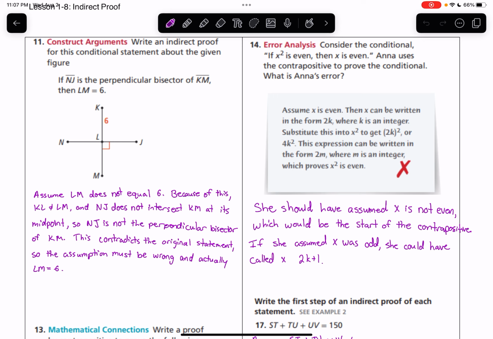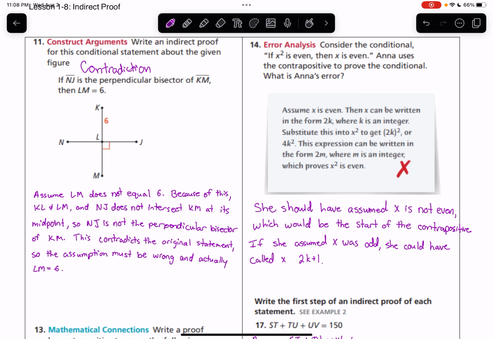So number 11, write an indirect proof for this conditional statement about the given figure. For any of these, we first have to decide whether we want to do a proof by contradiction or a proof by contrapositive. In number 11, this is a proof by contradiction. I decided. You can choose for yourself how you want to do it. In a proof by contradiction, you assume that the hypothesis is true and the conclusion is false. So I kind of didn't write the first part in there.